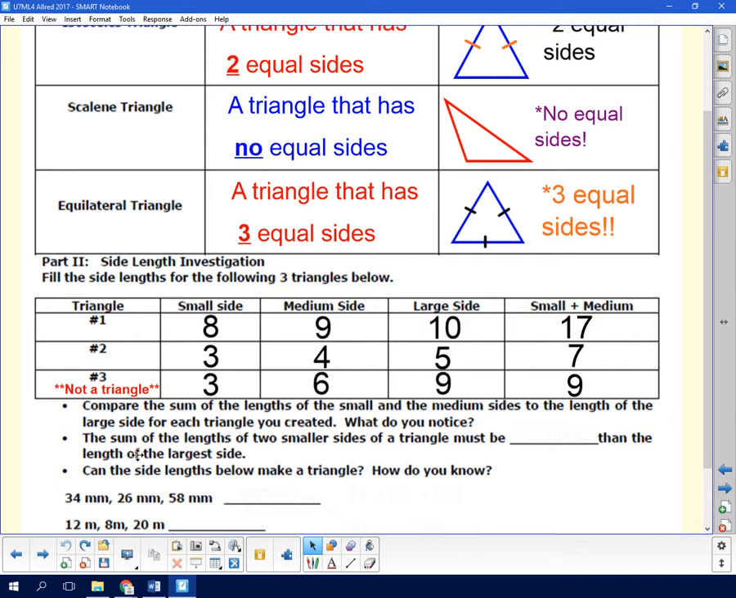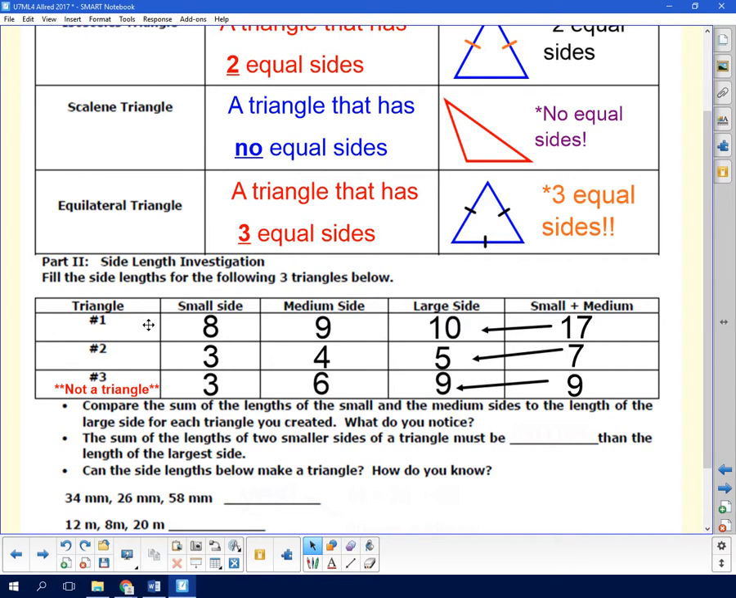I'm going to show you some more of this when you come to my station. But I want to compare the sum of the lengths of the small and medium sides to the length of the large side. If you compare the first triangle, the small side and the medium side was 17 together, the large side was 10. The second triangle, the small and medium sides were 7 together, and the large side was 5. But for the last one, the small and medium sides added together was 9, and the large side was also 9. What did you notice about the one that didn't work?